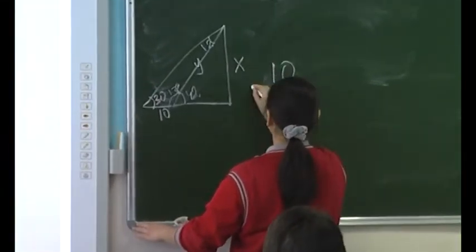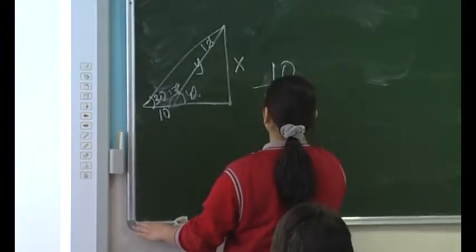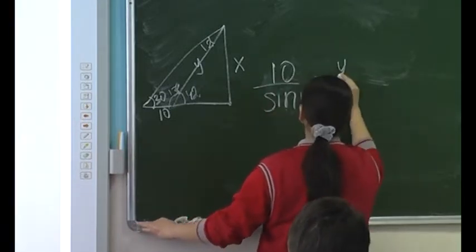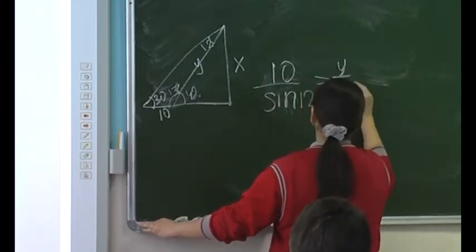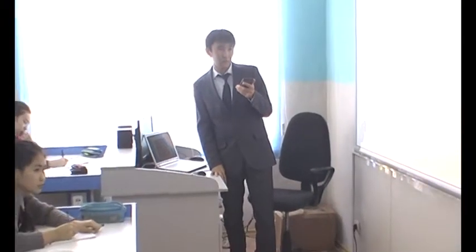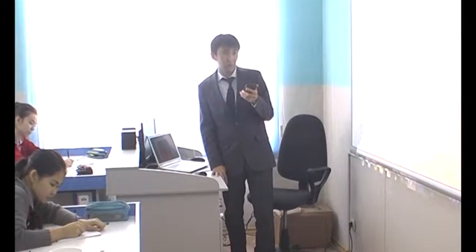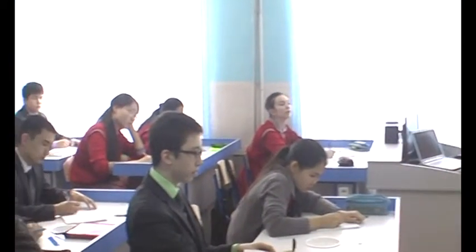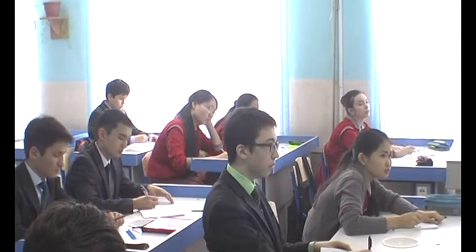It will be 10 over sine 12 equal to y over sine 30. So 10 over sine of 12, which is 0.2, is equal to y over 0.5. From here we get that y is equal to 25.